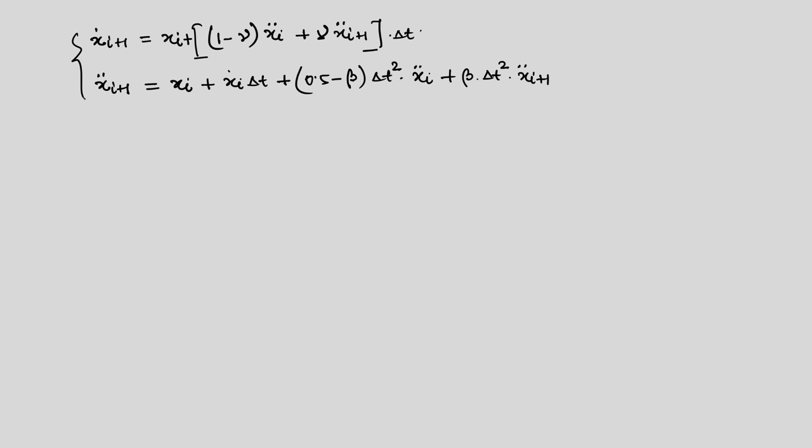Using these two parameters, these are the same expressions but combined in a compact form. What we have here are two parameters, beta and gamma. Just by changing these parameters, you can get back the same average acceleration or linear acceleration. Typically gamma is equal to half, and beta varies between 1/6 to 1/4. Because of this beta parameter, this method is called Newmark beta. If you again select these parameters, then again the solution will be numerically stable.